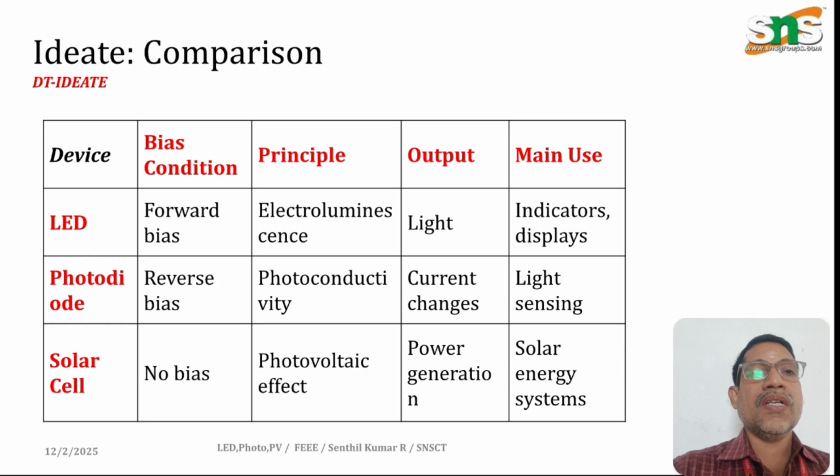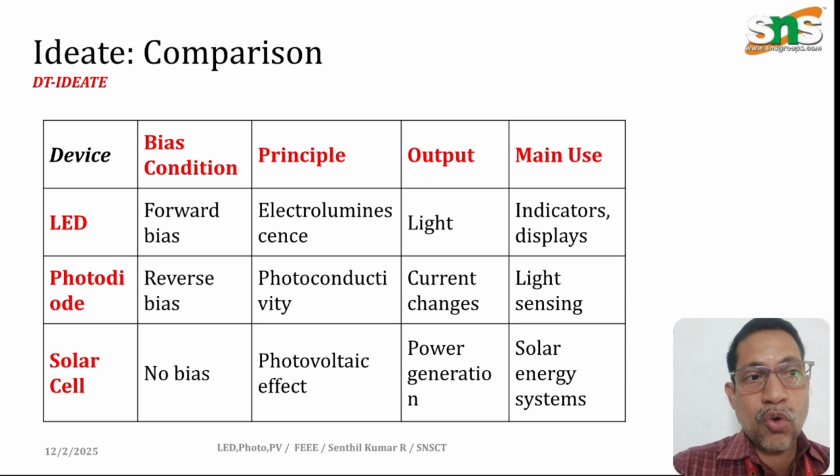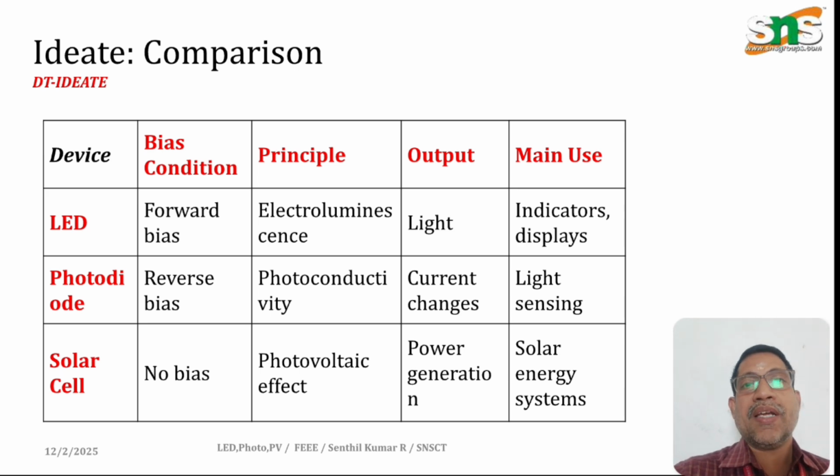The application is indicators and displays for LED. For the photodiode, it is remote control and light sensing. For the solar cell, it is electrical energy generation, you mean renewable electrical energy generation. And hope you understand the principle of operation and the application of opto-electronic devices. In the next video, let me discuss in detail the construction of these three devices.